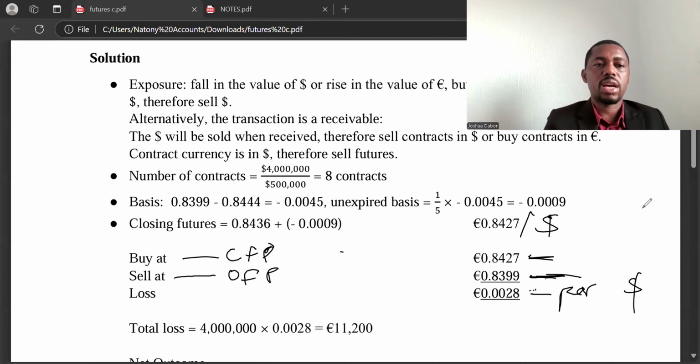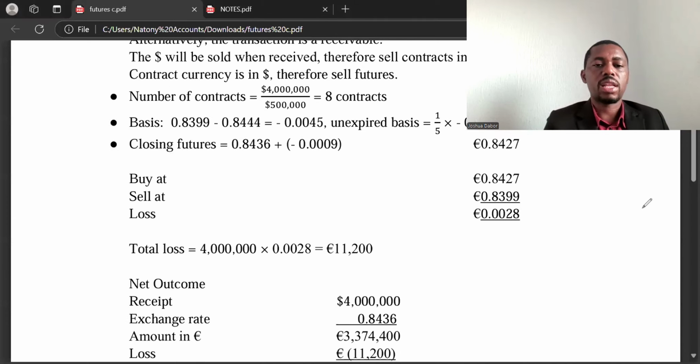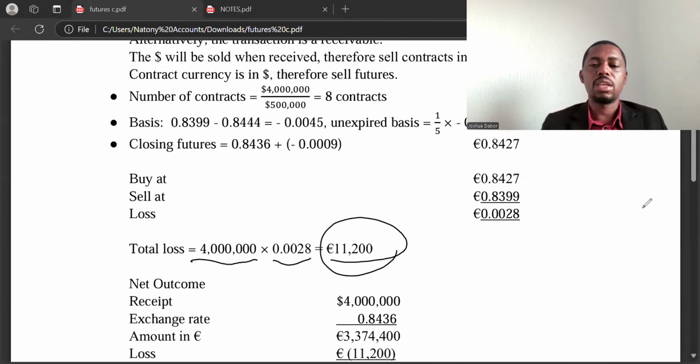So let's look at the total loss the company will be making. So the total loss is this 4 million times the loss per dollar, which is $11,200. So that is the total loss that the company will be making. So this is where the futures contract ends.